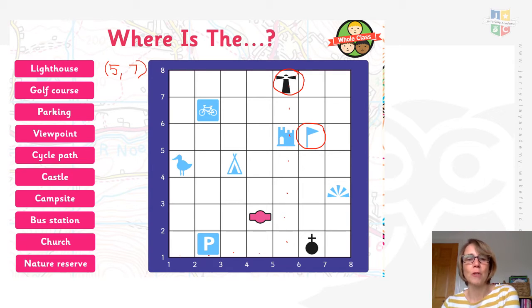So we're going along the corridor to 6. Oops, I'll try that again. Lovely, and then up the stairs to 5. Brilliant. So if you pause the video and then you can write down the coordinates of all the different locations, and then we'll have a look at the answers on the next slide.